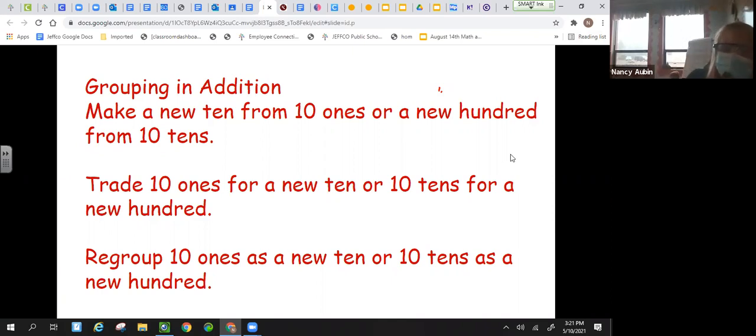Stand up if you like make a new 10. Stand up if you like trading, the word trading. Stand up if you like the word regrouping when we make new 10s. Yeah, it's all preference. Guess what? They all mean the same thing. It doesn't matter how we say them.